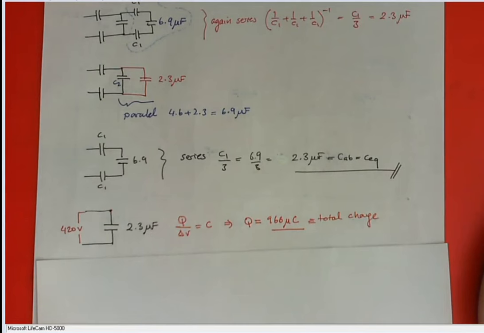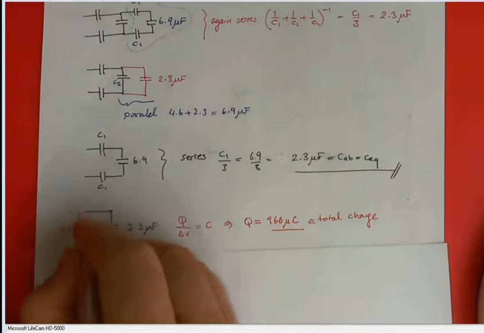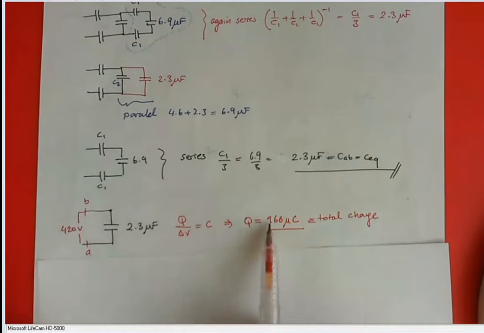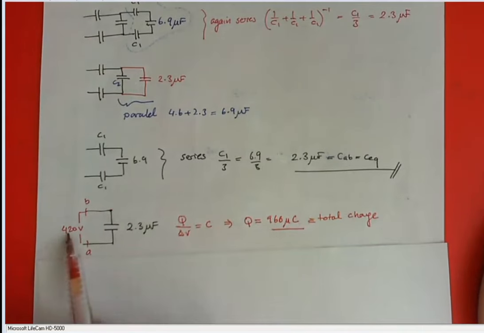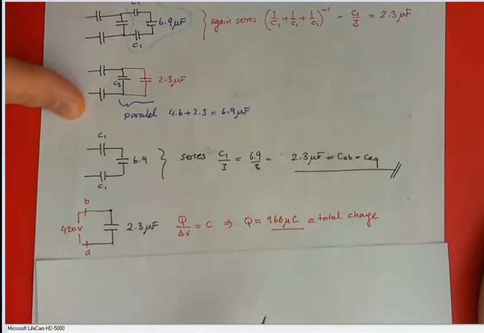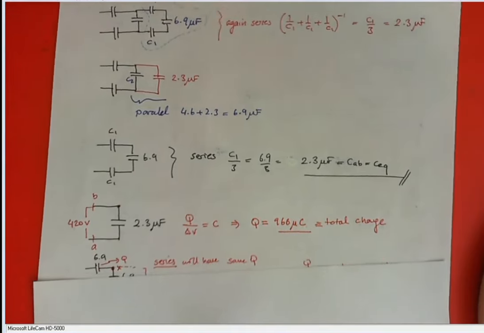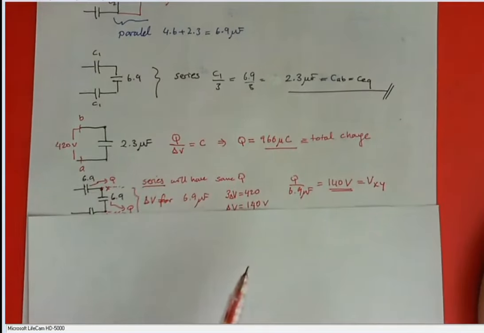The next part was: what would be the charge distribution? All right. We're going to find the total charge, and then distribute it by going back. The total charge is equal to C times delta V, where delta V is the potential between points A and B. So this is A, that is B. And Q would be 2.3 times 420, which is roughly 966 microcoulomb.